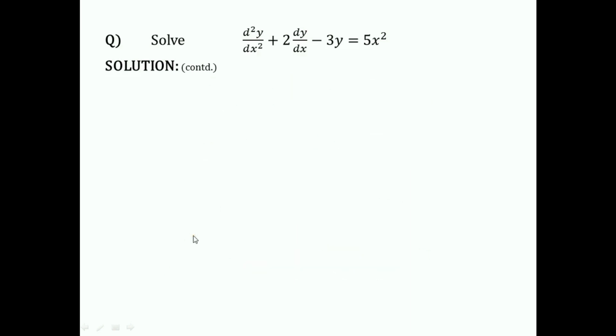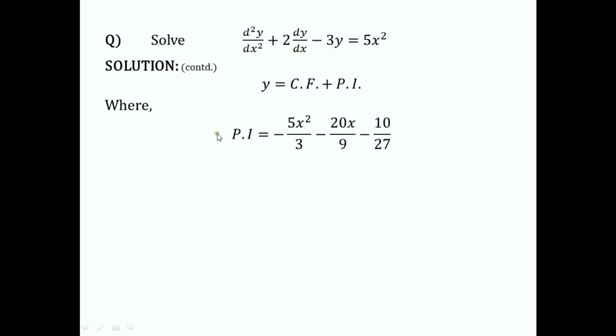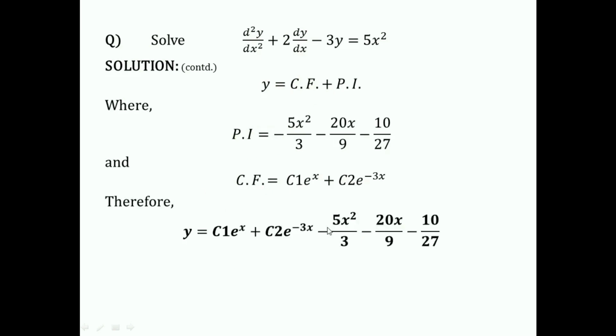Now we need to put the PI and CF in our equation for y, which is y = CF + PI. Putting the values of PI and CF in our equation, y becomes c1 e^x + c2 e^(−3x) − 5x²/3 − 20x/9 − 10/27. Now this whole expression is y, and our answer here is finished. Thank you.